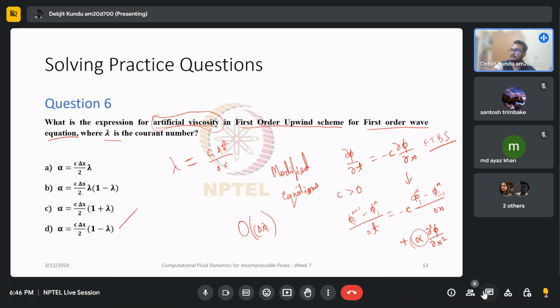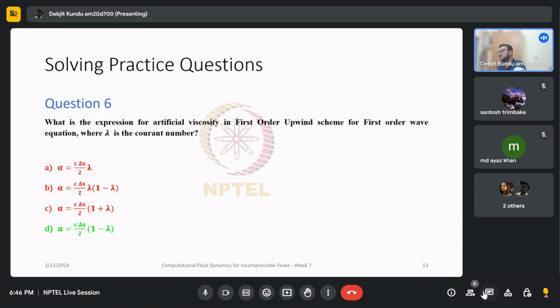Okay, so let's just have a look at the solution. It's actually option D. So the dependency on 1 minus lambda is actually very dangerous, because due to the presence of this artificial viscosity, we are introducing some errors in our solution. What happens is known as a dissipation solution. So if the correct solution should have been like this, we get a solution something like this.